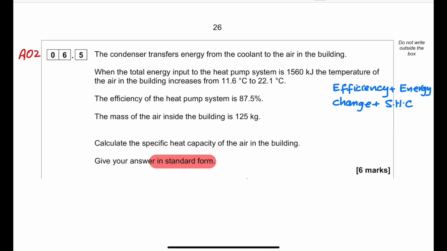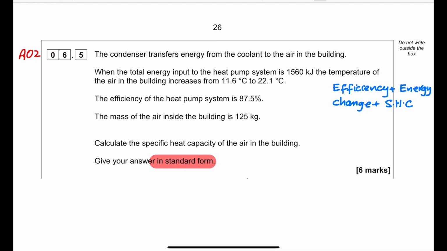The condenser transfers energy from the coolant to the air in the building. When the total energy input to the heat pump system is 1560 kilojoules, the temperature of the air in the building increases from 11.6 degrees to 22.1 degrees. The efficiency of the heat pump system is 87.5%. The mass of the air inside the building is 125 kilograms. Calculate the specific heat capacity of the air in the building. Give your answer in standard form.